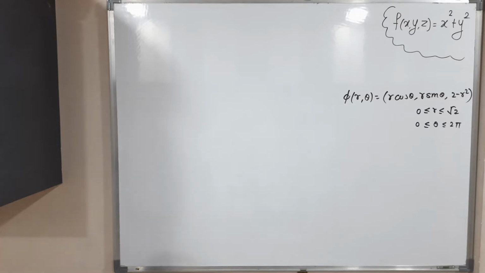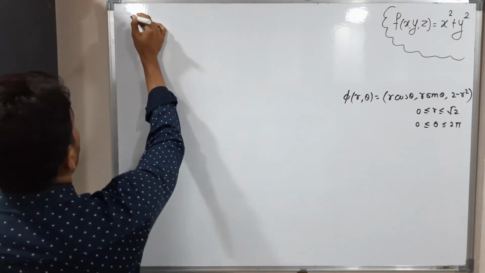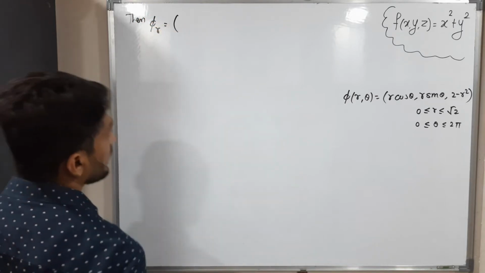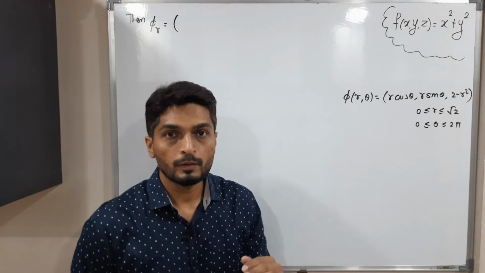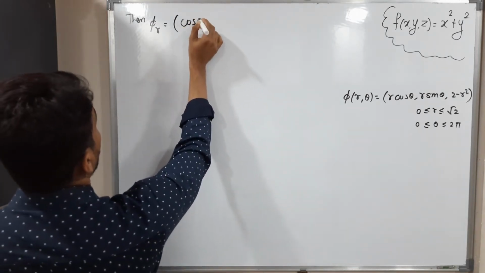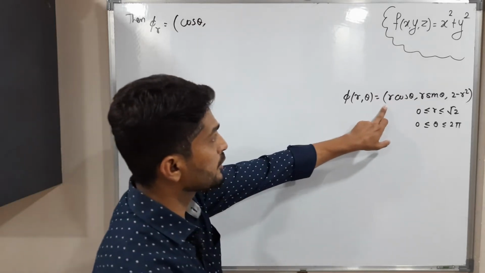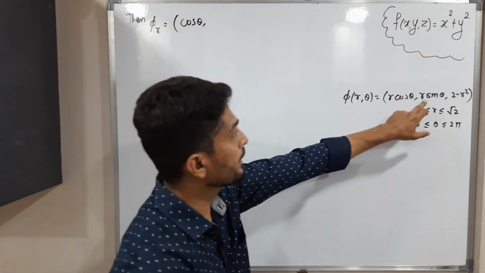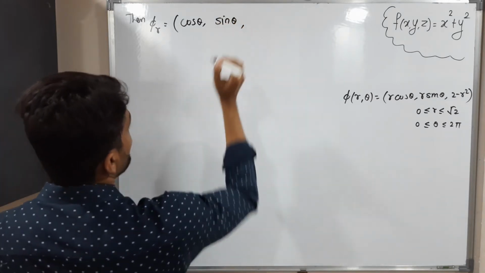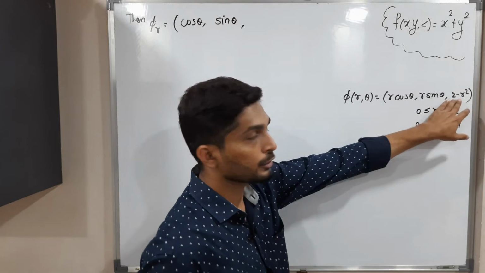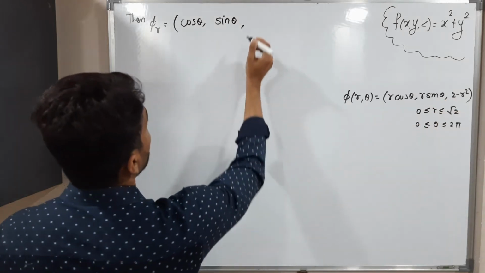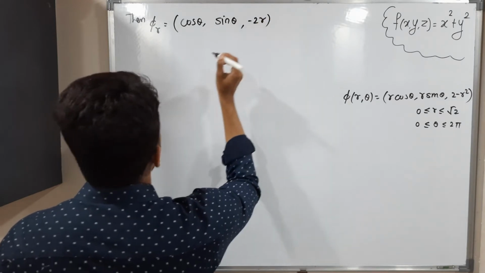Okay, so we have phi. So let me find here the derivative of phi with respect to r. I am taking the derivative with respect to r. The derivative of the first component with respect to r is cos theta, since the derivative of r is 1 and cos theta is constant. What about this? Sin theta is constant, the derivative of r is 1. What about the last component? 2 is constant, its derivative will be 0. R square, its derivative is 2r, so with the minus sign, minus 2r.